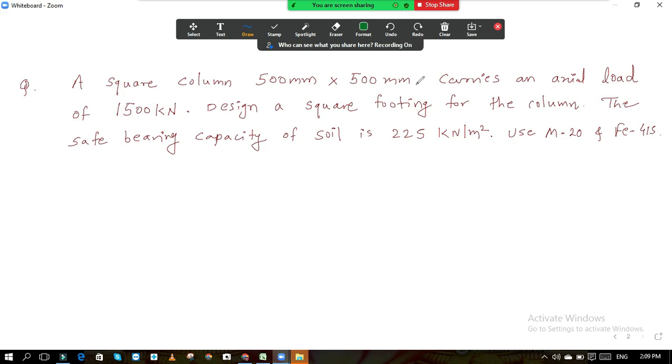Size of column is given. Then the axial load coming from the column is 1500 kilonewton, that is also given. We need to design the square footing, and the SBC is 225 kilonewton per meter square, and they told us to use M20 and Fe415. Okay, so this is the given data we have. Based on this, now we will try to design the footing.